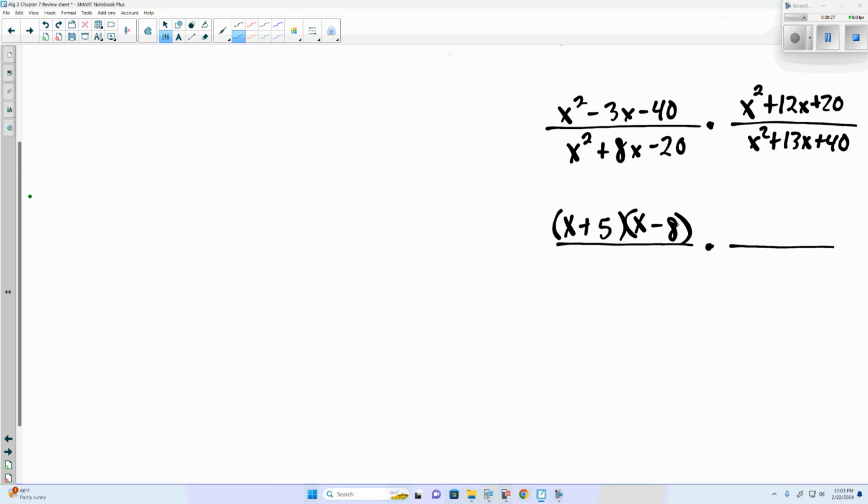We have this here. Now the denominator of the first one, there is no greatest common factor between x squared, 8x, and 20. But since the third term is negative, our signs are opposite. Only factors of x squared are x and x. Our factors of 20 are 1 and 20, 2 and 10, 4 and 5. But for this one here, we need positive 10 and negative 2 for this to work.